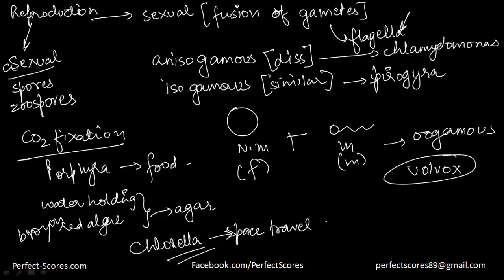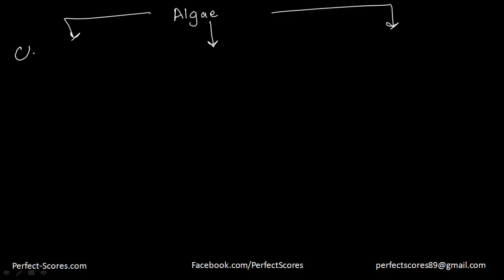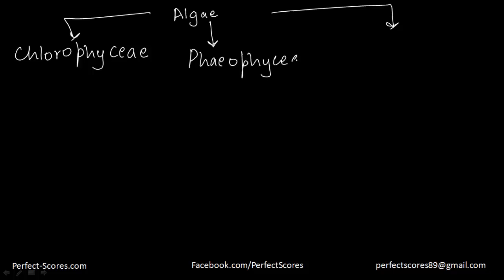And the next thing that we are going to do is the classification of the algae further into different groups. So the algae that we are going to do are of three major groups. The first one is called Chlorophyceae. The second one is Phaeophyceae. And the third one is Rhodophyceae.